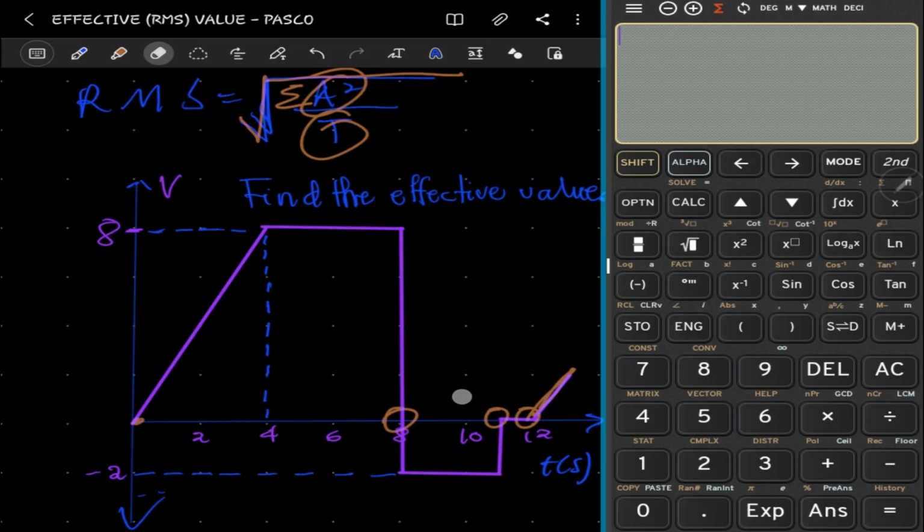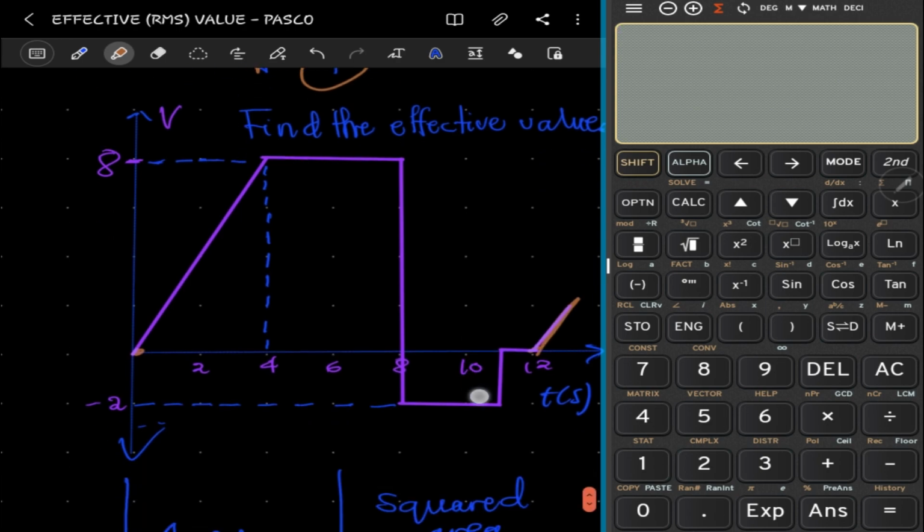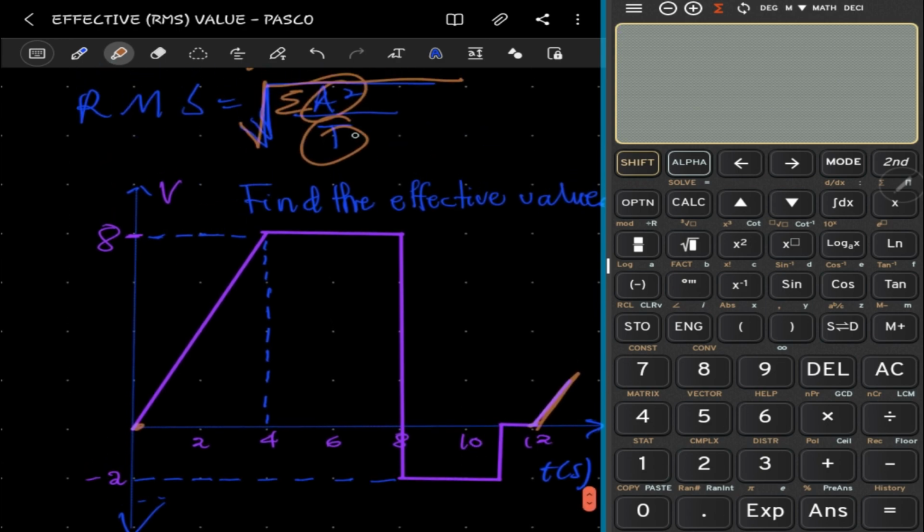Clearly, it's the only one that starts at the same point and has the same directional slope. This is where the first cycle ends and where another cycle begins. So clearly, the T that we are looking for here is equal to 12 seconds. The next thing for us is to find the area.